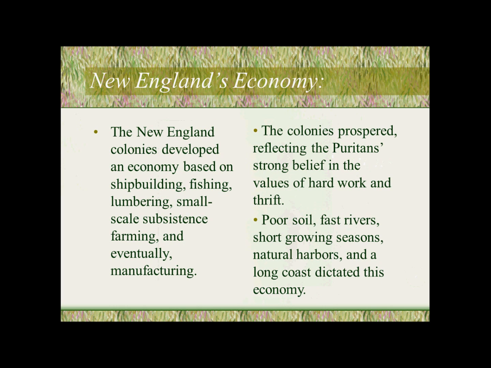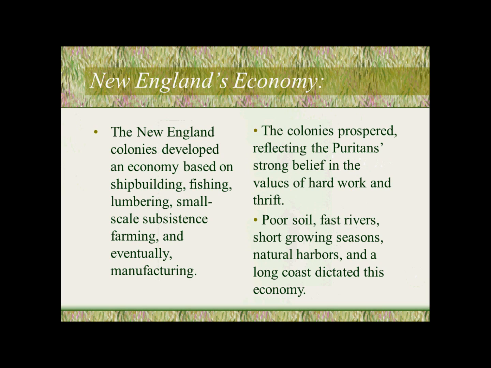New England colonies. Let's talk about their economy, how they make money. The New England colonies developed an economy based on shipbuilding, fishing, lumbering, small-scale subsistence farming, and eventually manufacturing. Well, what does that mean? Look over here on the right, where it says poor soil, fast rivers, short growing seasons, natural harbors, and a long coast dictated this economy. See, that will determine how they make money.